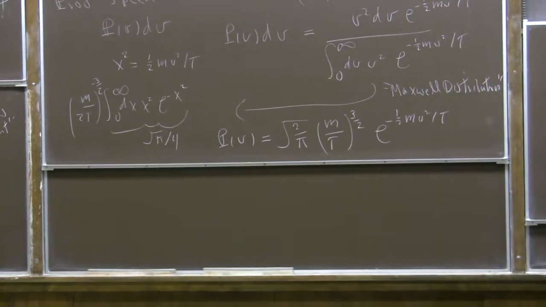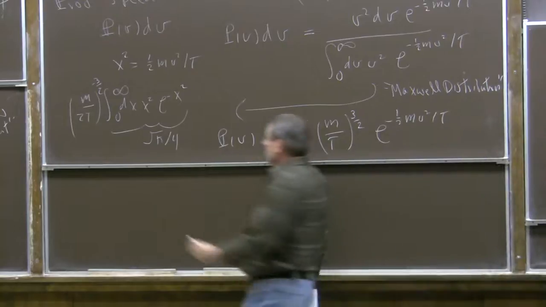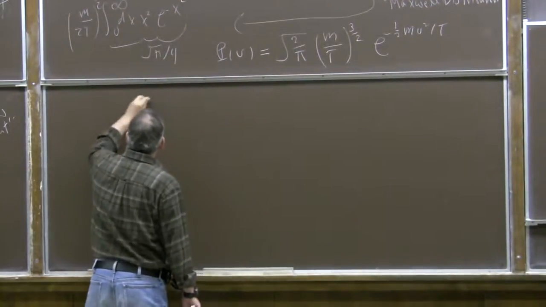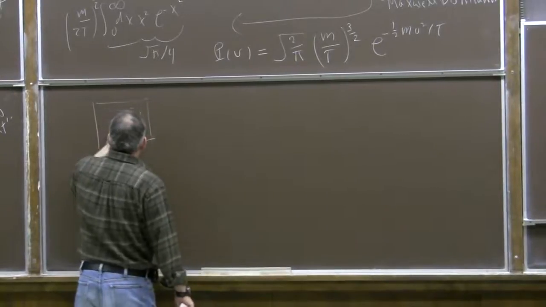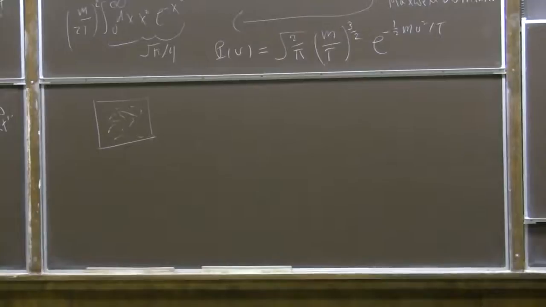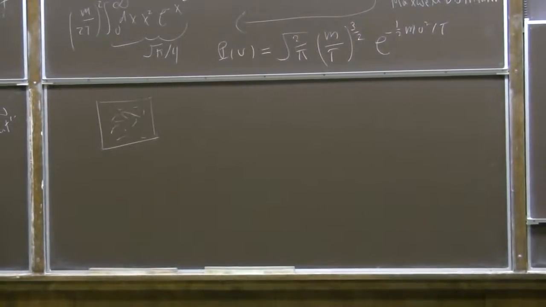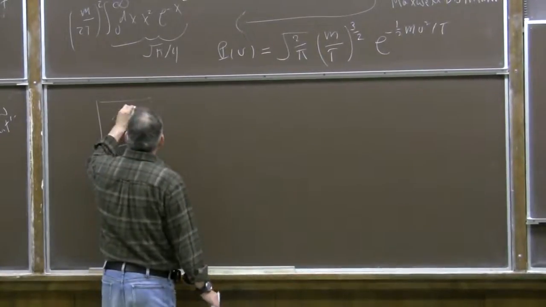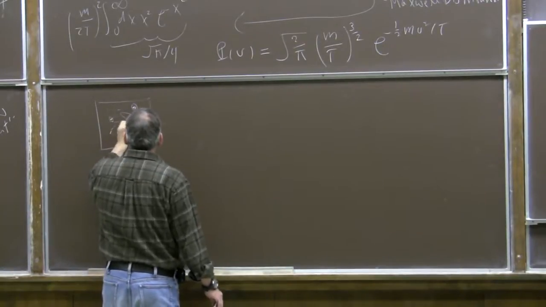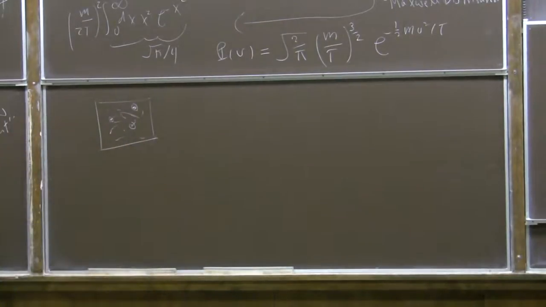So what it means is that if we have, at temperature tau, an ideal gas, and then I randomly pick a particle in the gas and measure its speed, and do that many times by sampling many particles, I will find them distributed according to the Maxwell distribution.